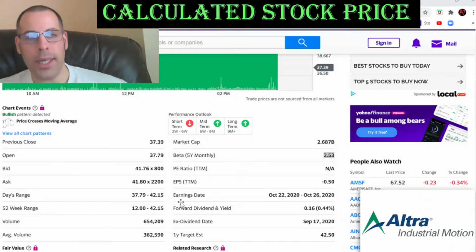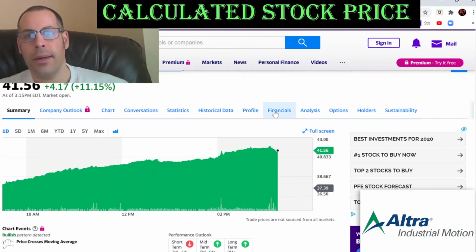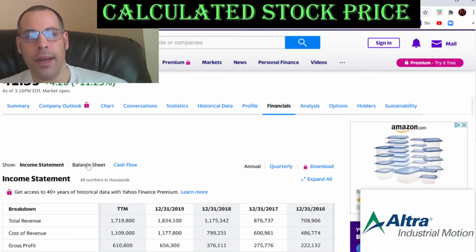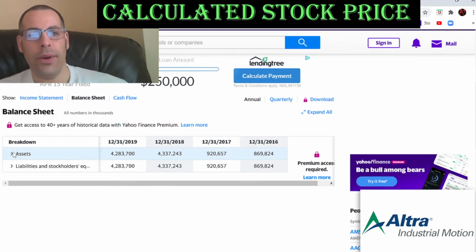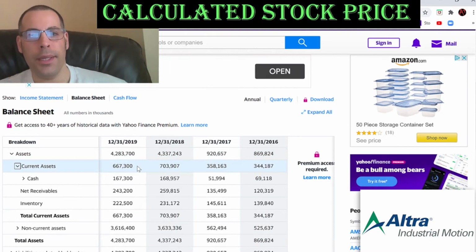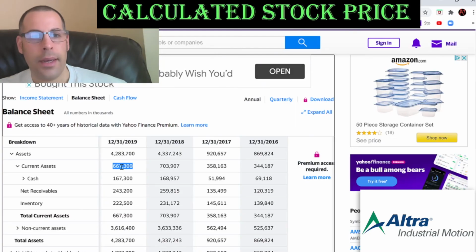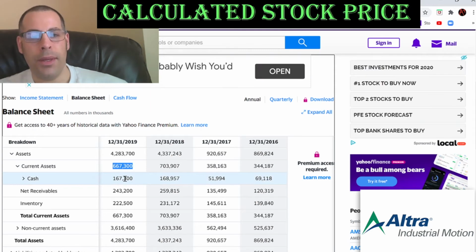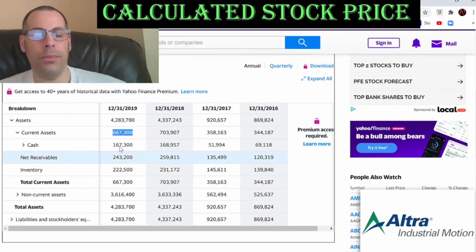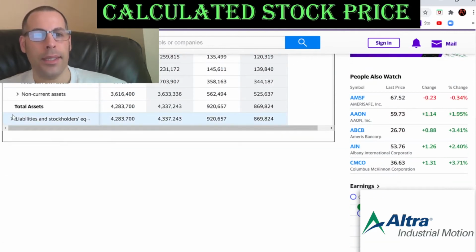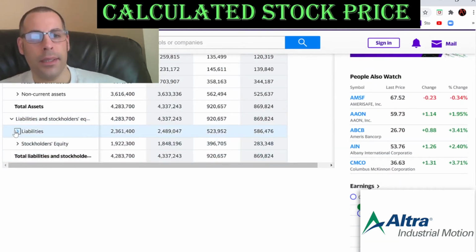Let's go back to the balance sheet, get the current assets. Current assets is used to calculate the current ratio. Current ratio is current assets over current liabilities. So the current assets is $667 million, and that's $167 million of cash, $243 million in net receivables, and $222 million of inventory.